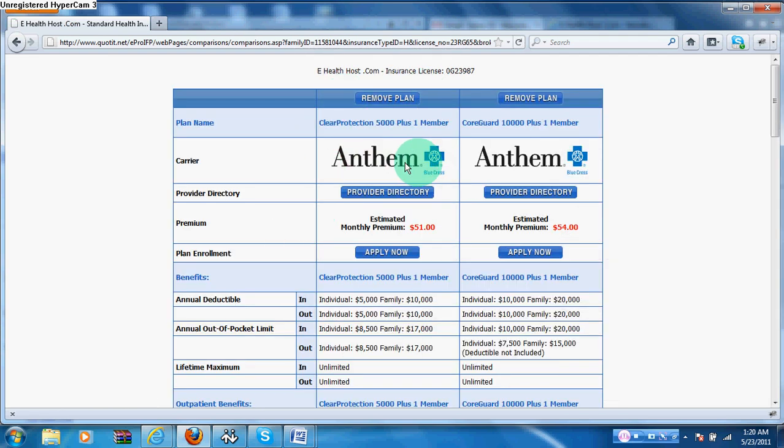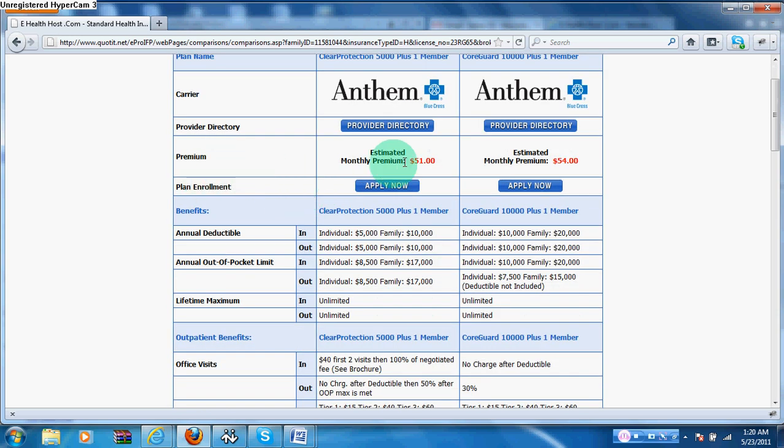Both of them are Anthem of California. As you will see here, there's a plan for $51 and there's a plan for $54. One is cheaper than the other, obviously, but one has better benefits than the other plan. It just kind of really depends on the customer's, what they kind of desire, what they want in a medical plan.